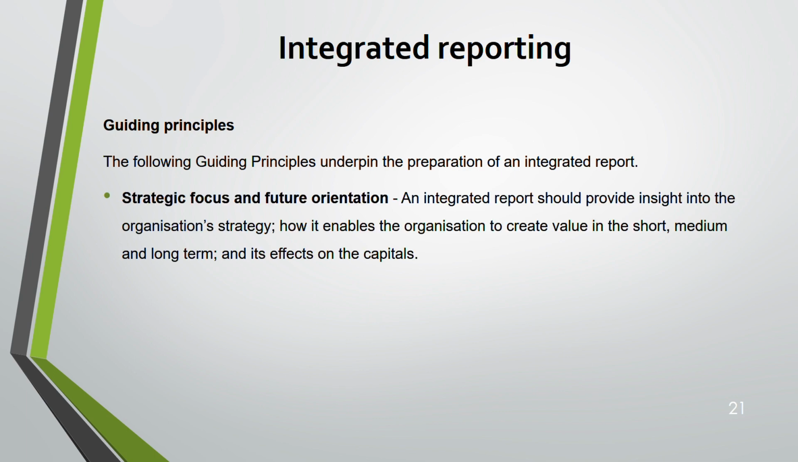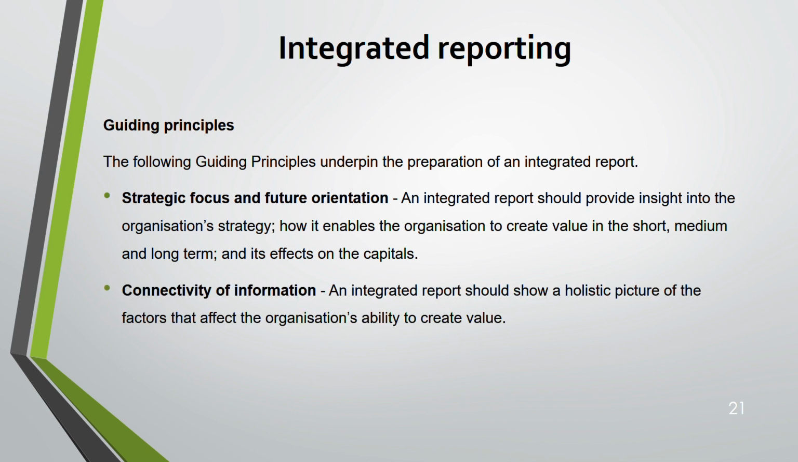So first, when you're preparing an integrated reporting, it should have a strategic focus and future orientation. It should give an insight into the company strategy. What is the company strategy to reach its future goal? In short, how are they creating value in the short, medium or long term through its capitals? There are 6 capitals in integrated reporting that you need to know: financial capital, human capital, intellectual capital, social capital, manufactured capital, right? The list is there. So through using those capitals, how are you creating value?